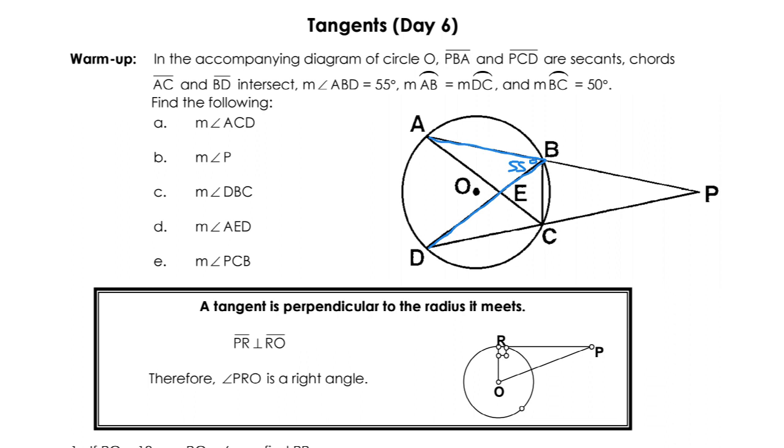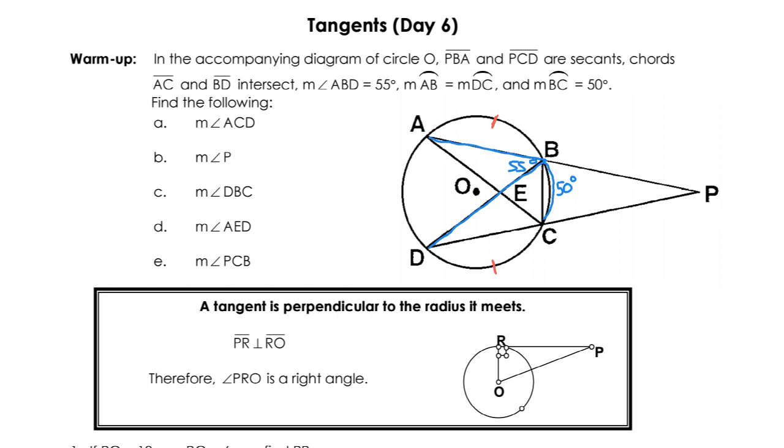And then they also tell us that the measure of arc AB is equal to the measure of arc DC. And so like line segments, we tick mark them to show that they're equal. And the measure of arc BC is 50 degrees. So from B to C, this arc here is 50 degrees. They want us to find the following.